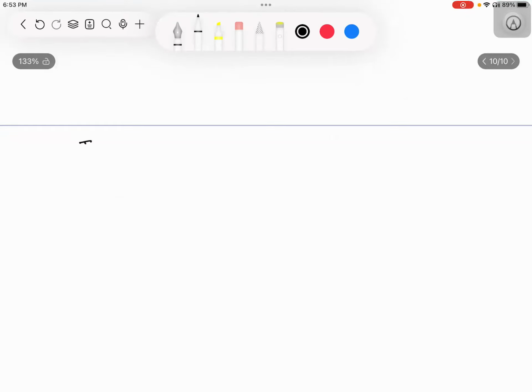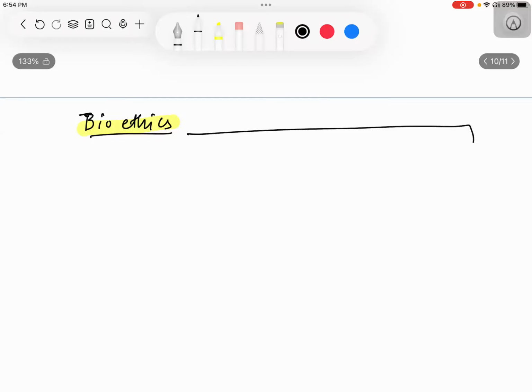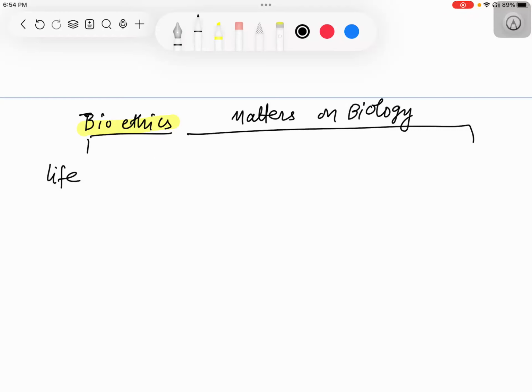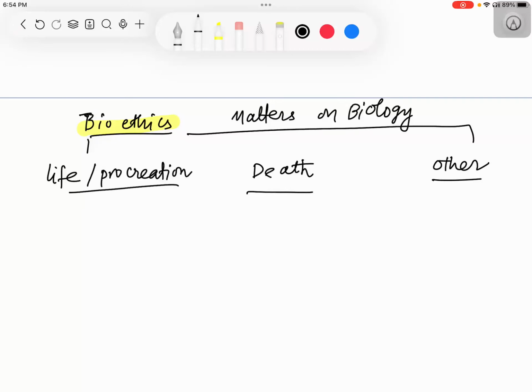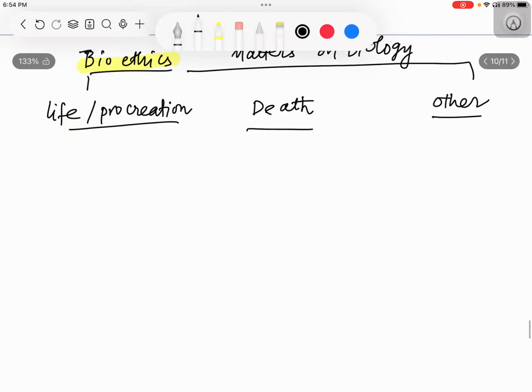Now similarly, there can also be a difference between theoretical and practical ethics. We have already considered some specific ethical terms. For example, there is also something known as bioethics. Very important. Bioethics is usually related to ethical matters related to biology. It might be related to life or procreation. It might be related to death. It might be related to other biological factors.